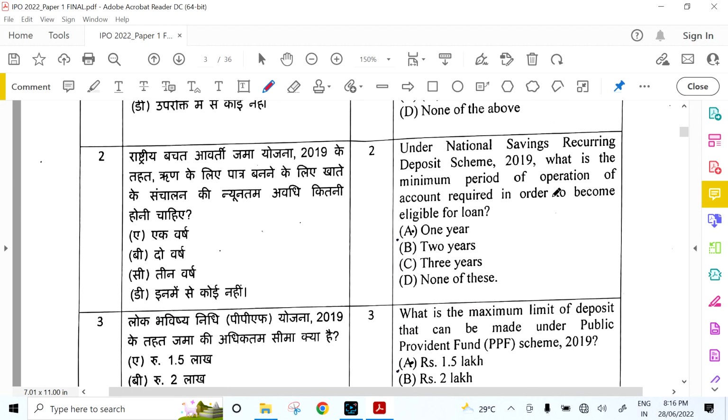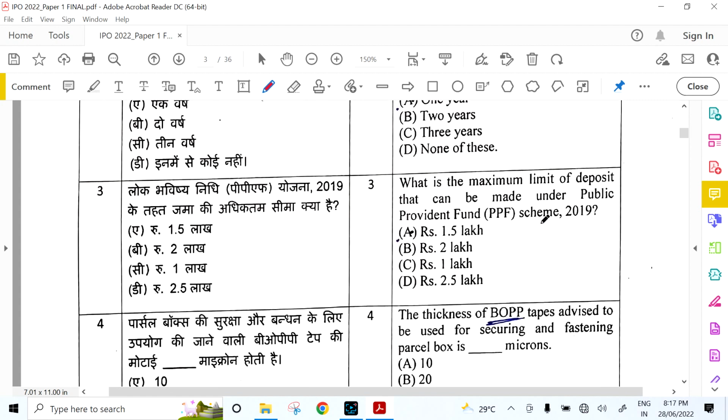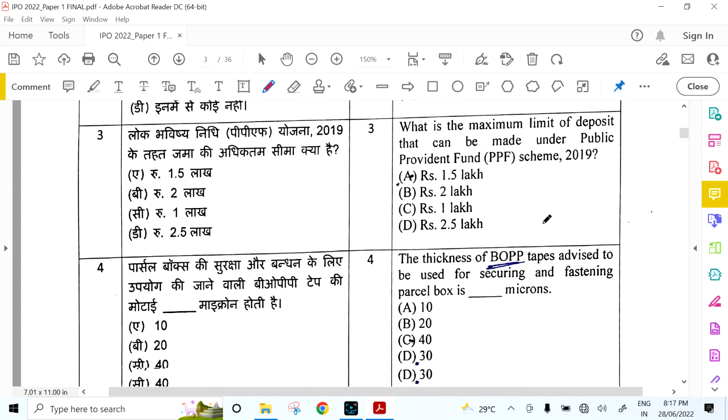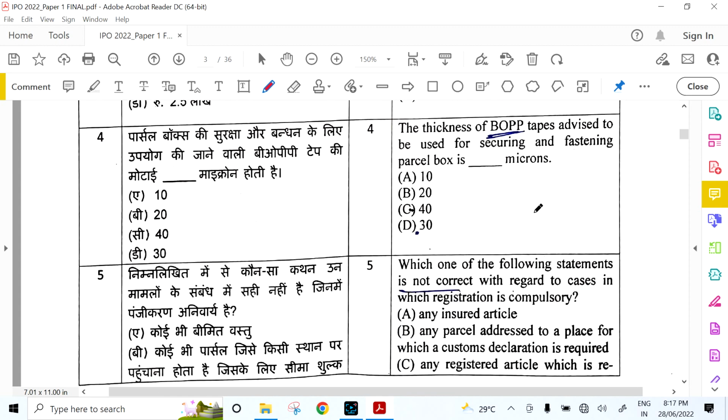Next one is under National Savings RD, what is the minimum period of operation of account required in order to become eligible for loan? For loan we know that it is 1 year. Eligibility for loan it is 1 year. Premature closure it is 3 years. What is the maximum limit of deposit that can be made under PPF 2019 scheme? The answer is 1.5 lakhs. The thickness of BOPP tapes advised to be used for securing and fastening the parcel box is 40 microns, the correct answer as per PNOP SOP.